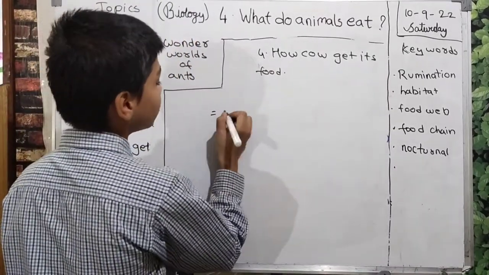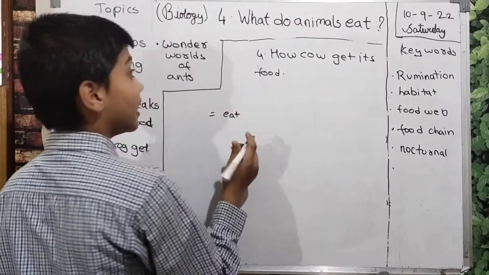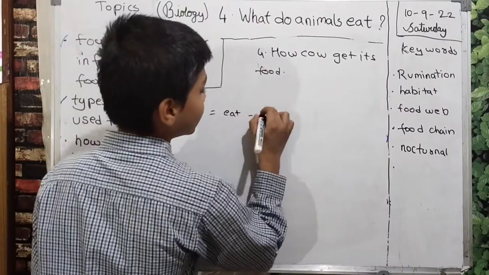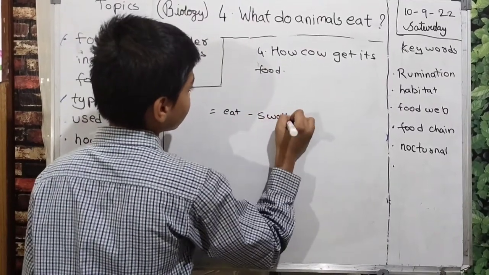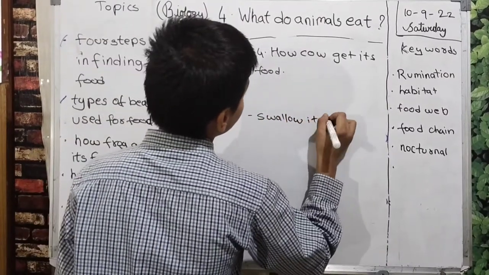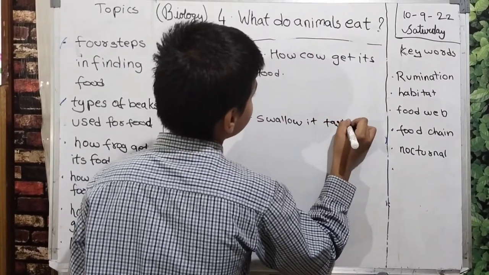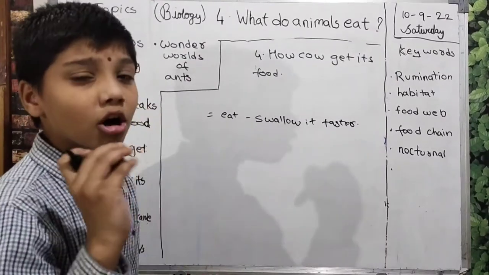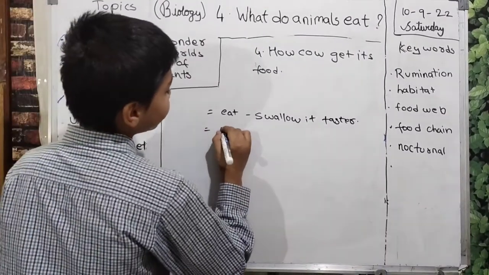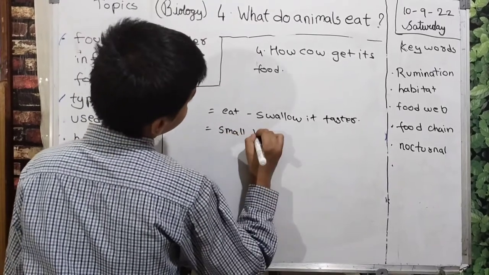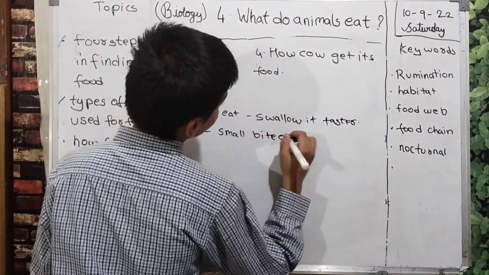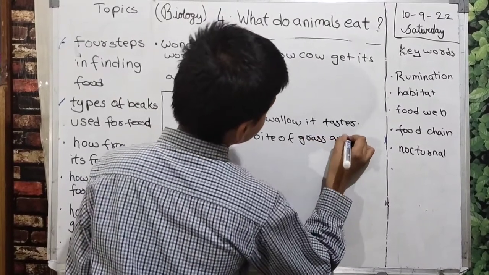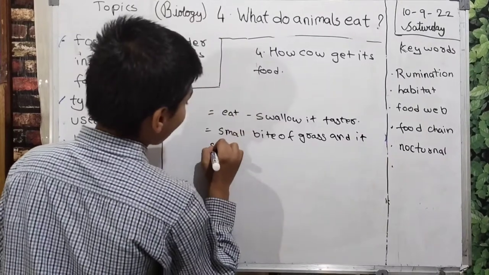When we give something for the cow to eat, then the cow eats. It will not chew. The cow will swallow it, swallow it faster. The cow starts by taking a small bite of grass and it swallows.